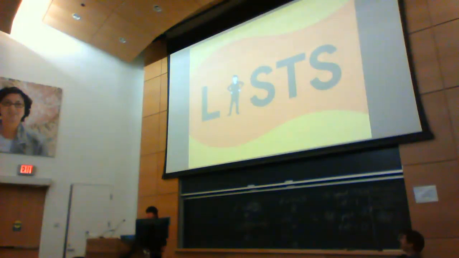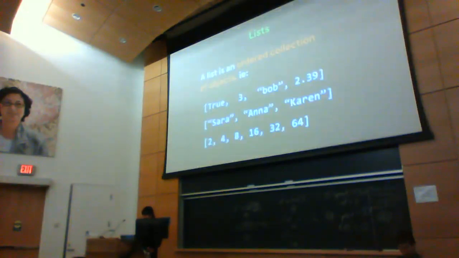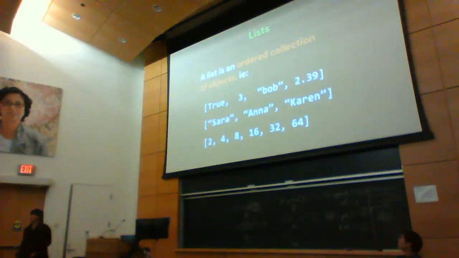Okay. And now moving on to lists. We're blazing through this stuff pretty quickly just because there's only so much time. Again, a list is an ordered collection of objects, but they don't have to be the same type. So for example, we can have a list of True, 3, the string Bob, and the float 2.39. We can have all strings, so Sarah, Anna, Karen. We can have all numbers, 2, 4, 64, 264, and so forth, right?